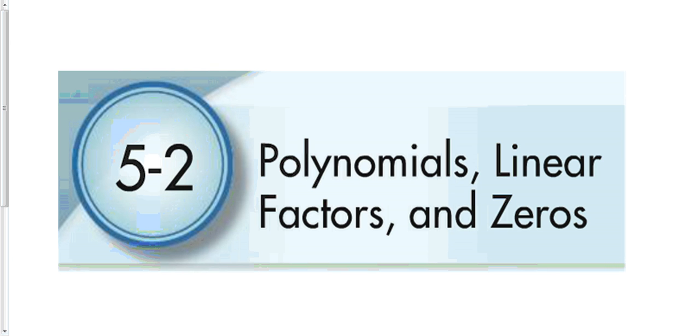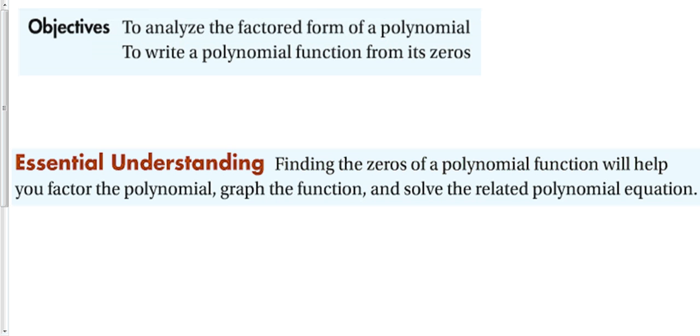5-2, polynomials, linear factors, and zeros. So in this section, my objectives are to analyze the factored form of a polynomial and to write a polynomial function from its zeros. And my essential understanding is that finding the zeros of a polynomial function will help you factor the polynomial, graph the function, and solve the related polynomial equation, which we will, of course, get to.